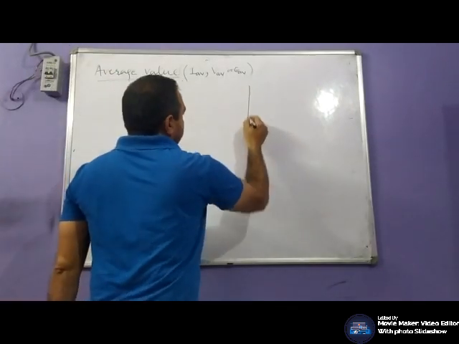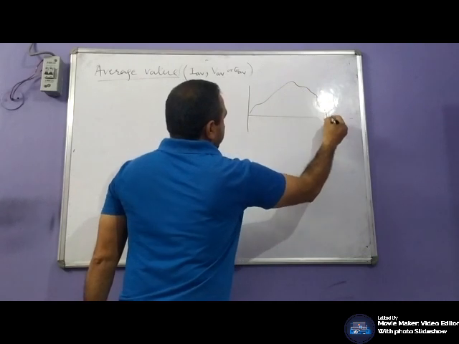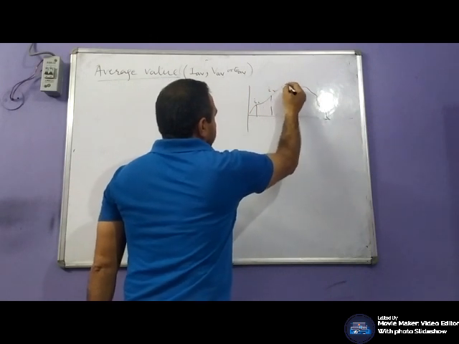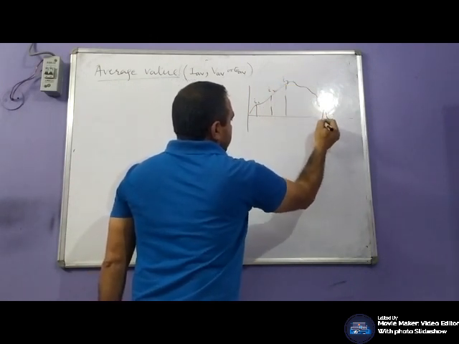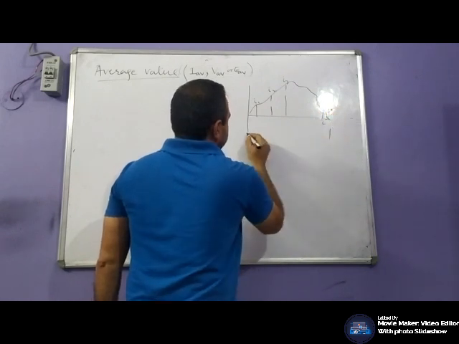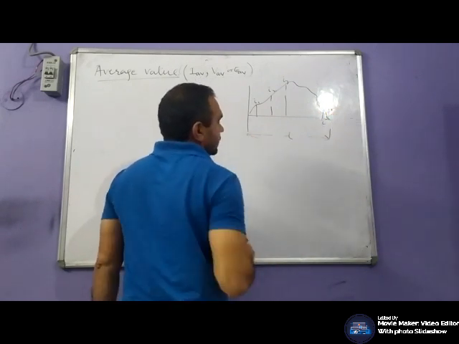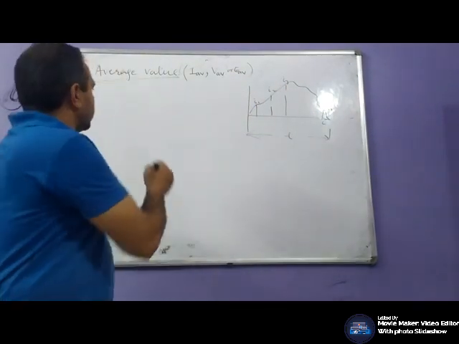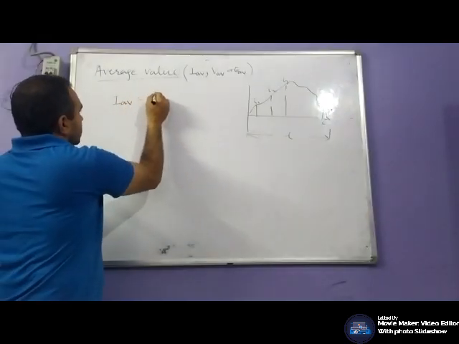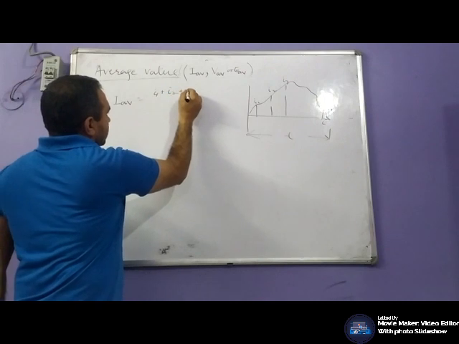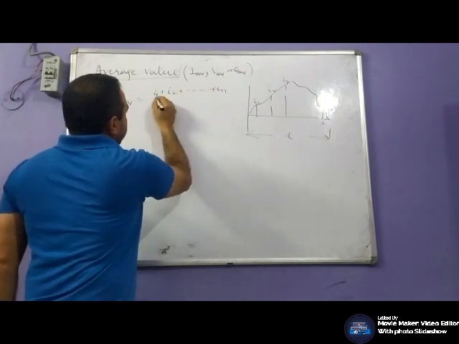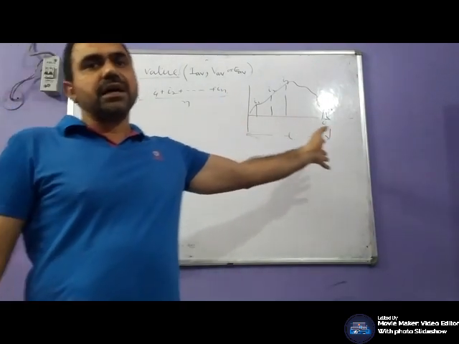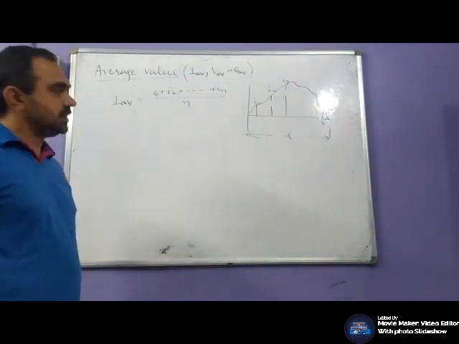And your average value in case of a non-sinusoidal wave shape, let this one with the I1, I2, I3, up to In, and time period is T, and this current is divided into n equal halves. So what will be the average value? I1 plus I2 plus up to In divided by n, simple arithmetic mean of all the quantities in the given cycle.